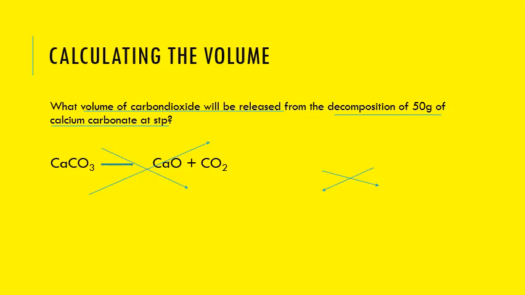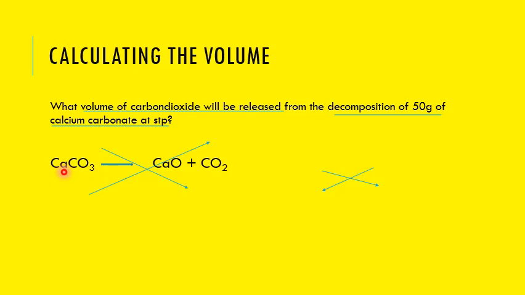Calculate the volume. So I would have calculated what it is that they would have given me. Okay, so what did they give me in this question? They gave me: what volume of carbon dioxide will be released from the decomposition of 50 grams of calcium carbonate at STP. So they gave me the decomposition of 50 grams of calcium carbonate. Decomposition means that it is a reactant. It's being broken down as a reactant.